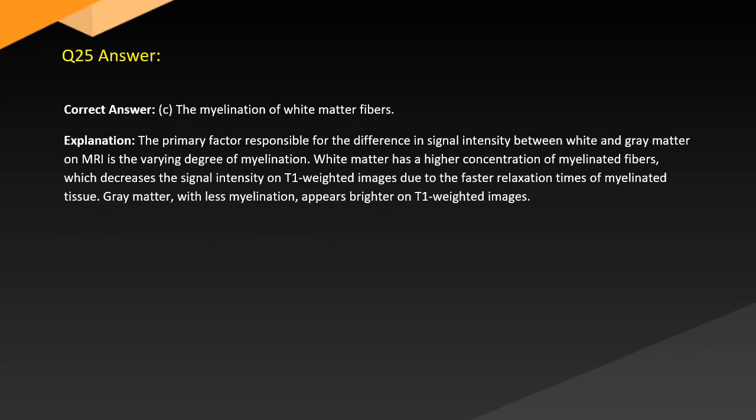Answer. Correct answer: C. The myelination of white matter fibers. Explanation: The primary factor responsible for the difference in signal intensity between white and gray matter on MRI is the varying degree of myelination. White matter has a higher concentration of myelinated fibers, which decreases the signal intensity on T2-weighted images due to the faster relaxation times of myelinated tissue. Gray matter, with less myelination, appears bright on T2-weighted images.